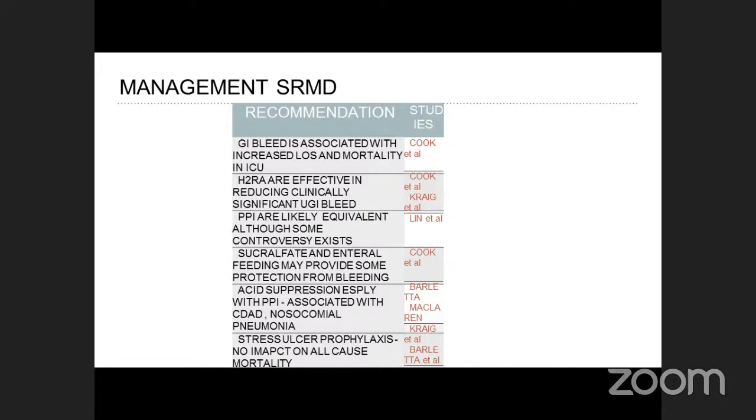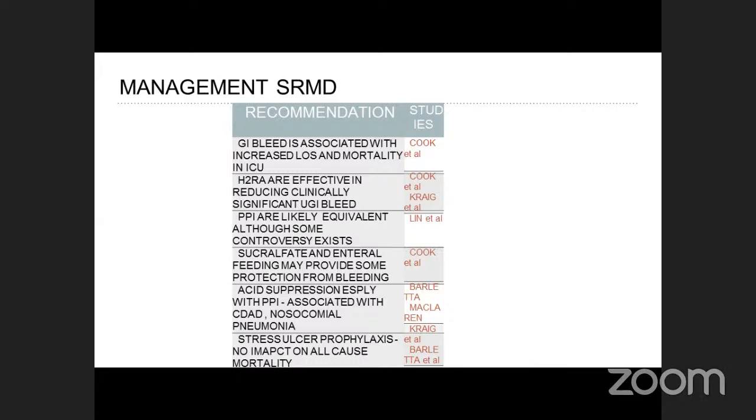And therefore, stress ulcer prophylaxis, though recommended, should always be restricted to the cases which are known to cause physiological stress in patients admitted in critical care. And plus, it should be tapered off once the issues are resolved.